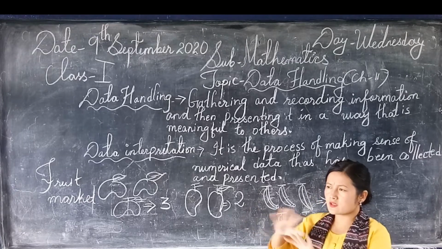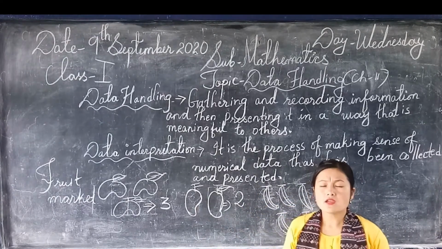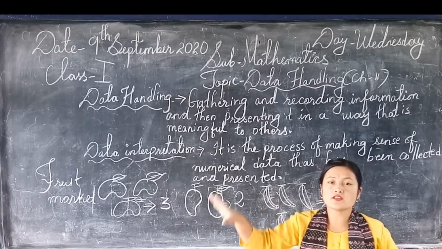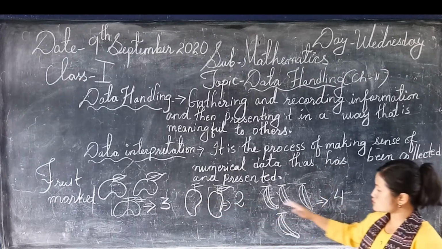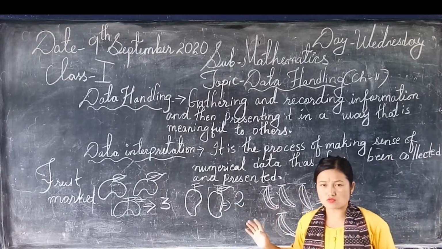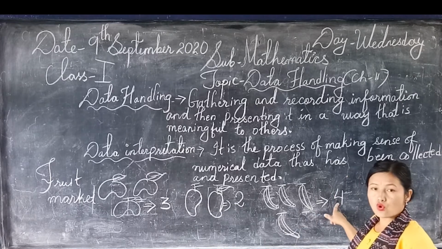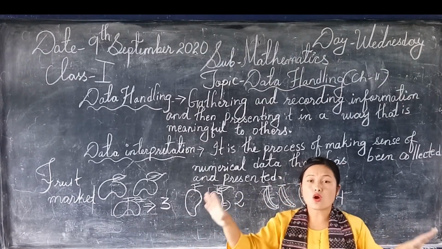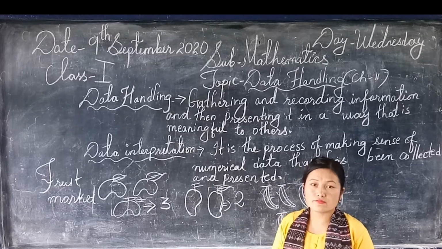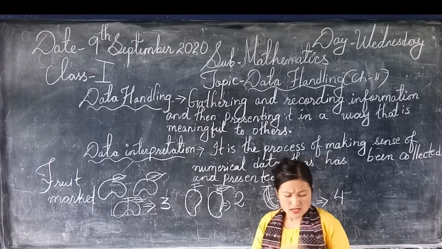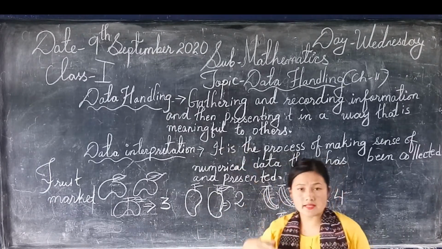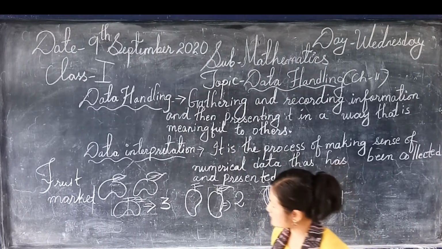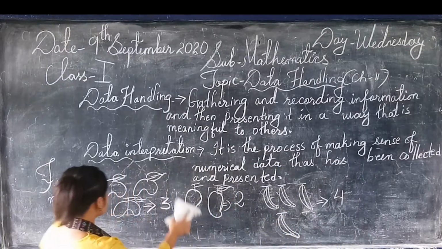You can also raise questions like how many fruits are there in all. In a fruit market there are many fruits kept. Then how many are there in all? All means we have to count all fruits. Here it is 4, 5, 6, 7, 8, 9, and in all there are 9 fruits kept in the market. Same way to handle the data, I will give you some example. You can see over here.